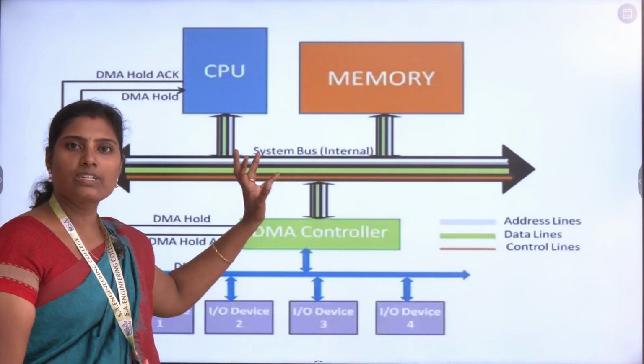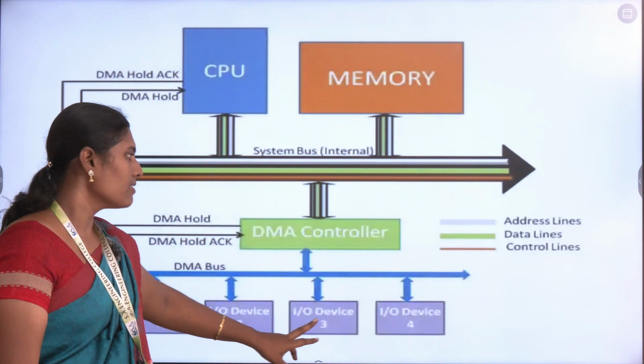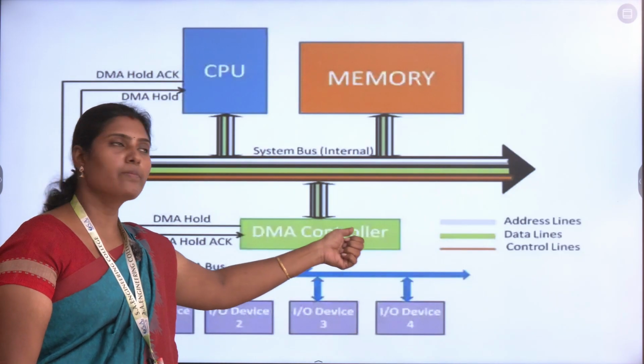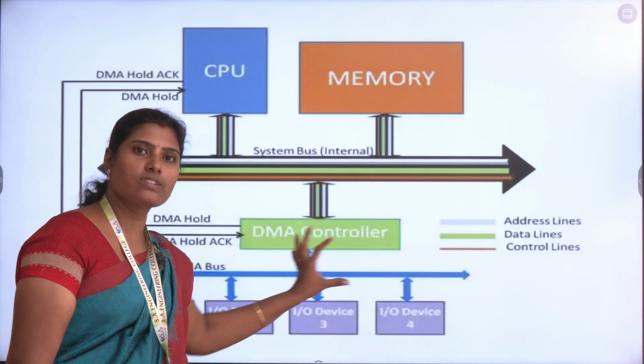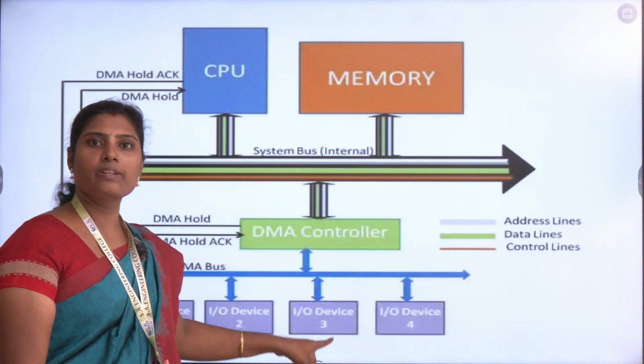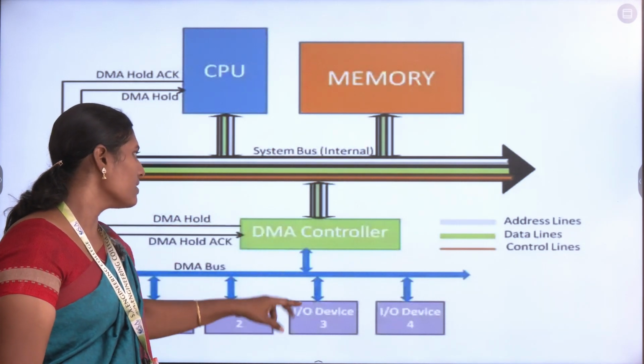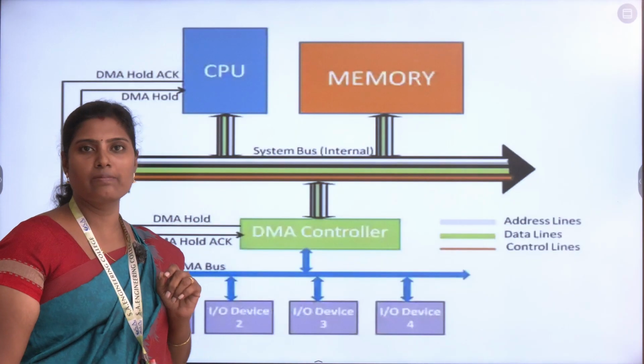So this is a diagram which explains the direct access of memory from the peripheral devices with the help of a DMA controller. This DMA controller is the heart of the system, where it controls the data transfer between the peripheral devices and the memory unit. So here the peripheral devices will be directly communicating with the main memory.